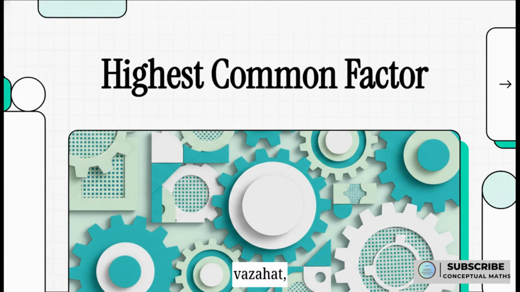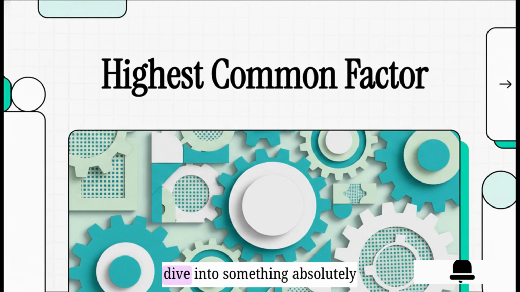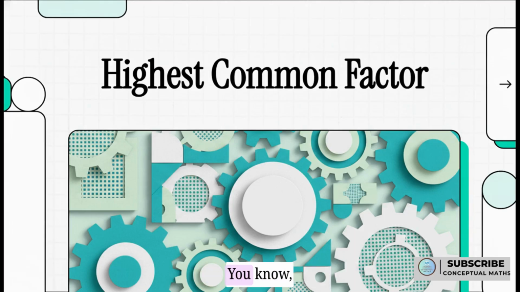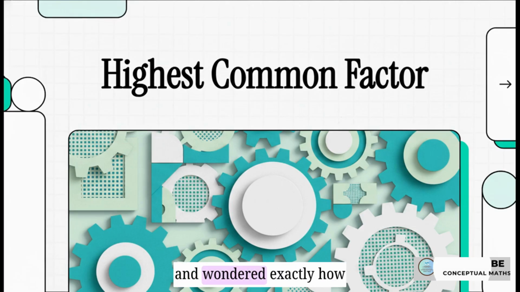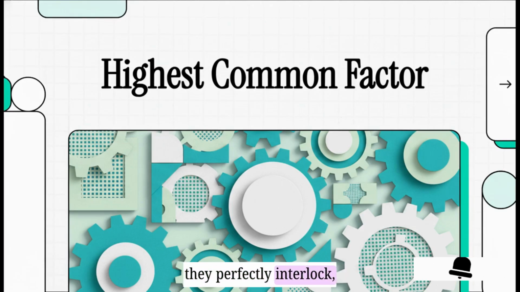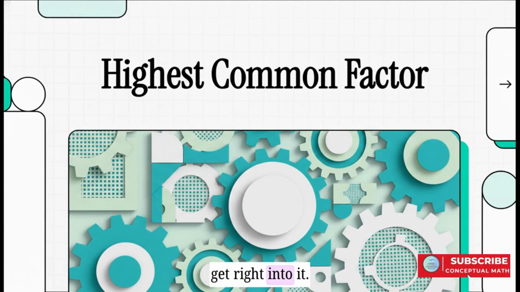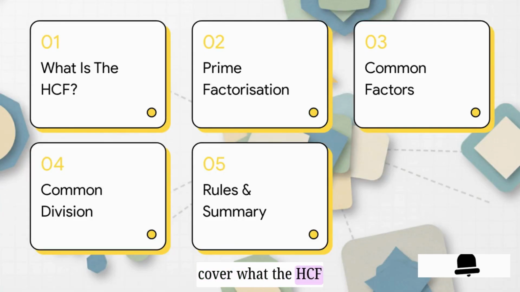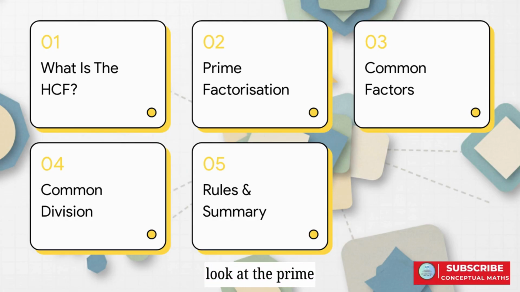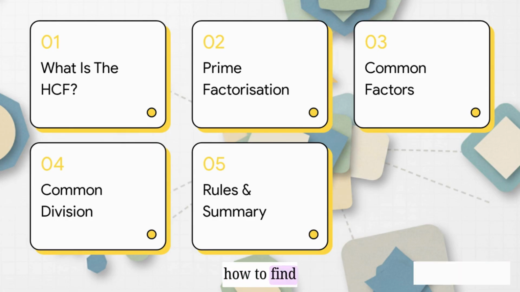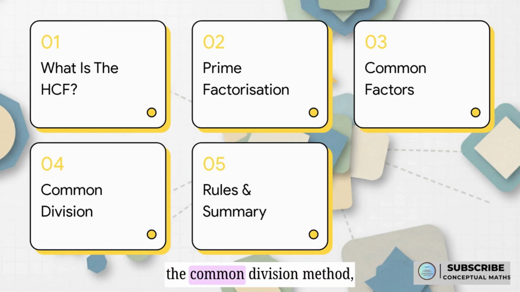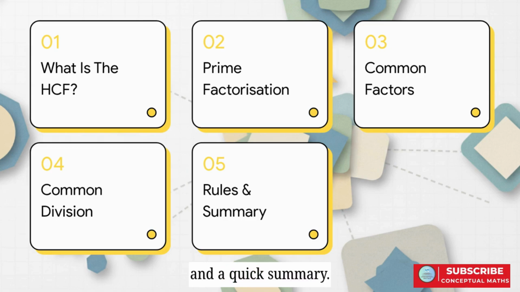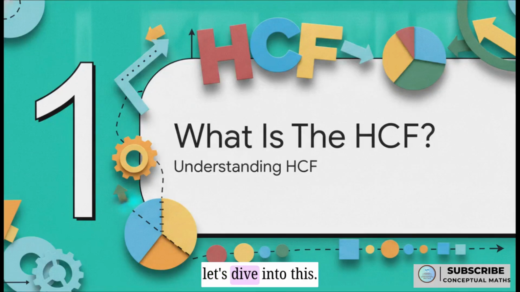We're doing a tafsili wazahat, a really detailed deep dive into something absolutely fundamental in math, the highest common factor. If you've ever looked at a bunch of numbers and wondered exactly how they perfectly interlock, well, you're in the right place. Let's get right into it. Real quick, here's our roadmap. We'll cover what the HCF actually is, then we'll look at the prime factorization method, how to find those common factors, the common division method, and finally, we'll wrap up with some important rules and a quick summary. Okay, let's dive into this.